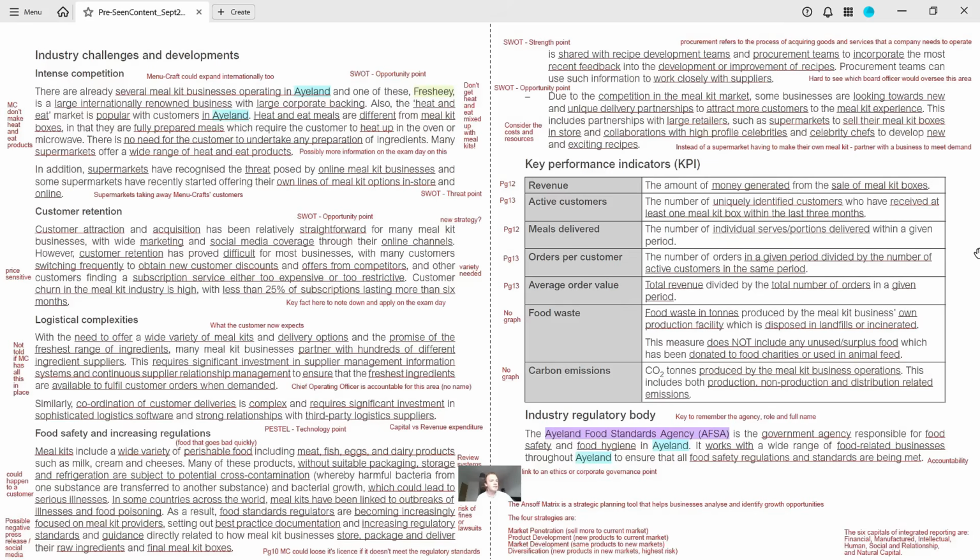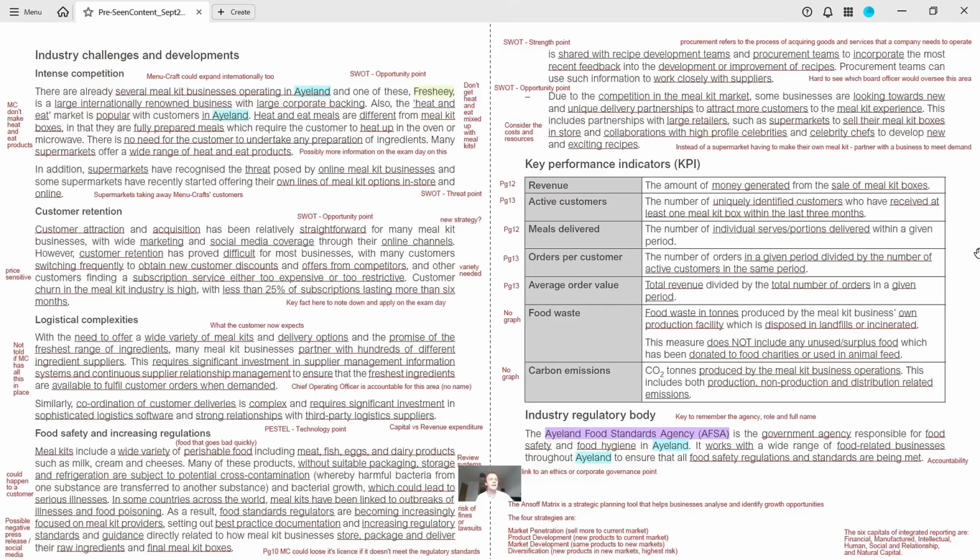MenuCraft don't make heat and eat products. Could be an opportunity, could possibly get more information on this on the exam day, but don't get them mixed up, that MenuCraft has both of them. That is where it's going to show up to the marker that you've not read the pre-seen information correctly.